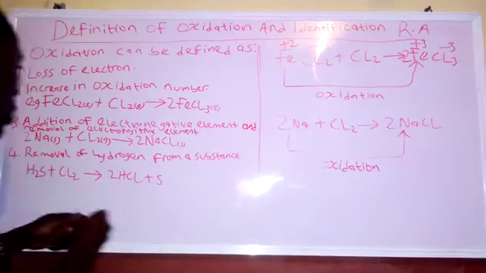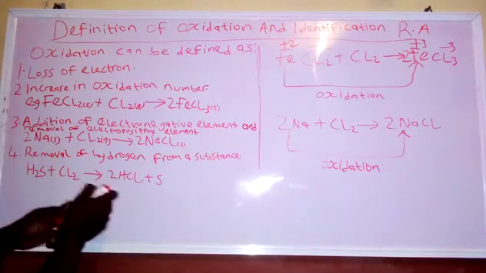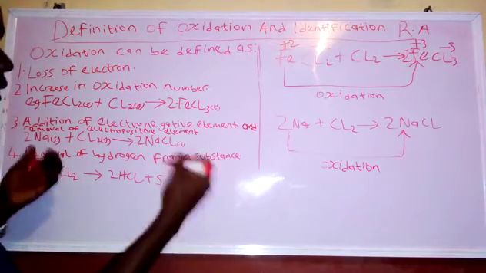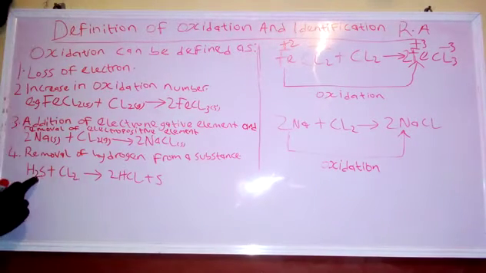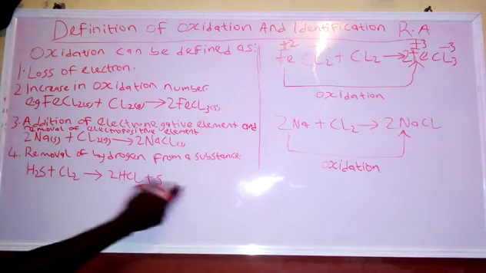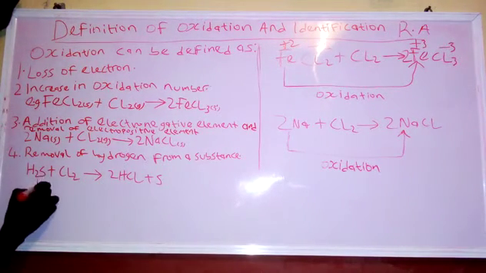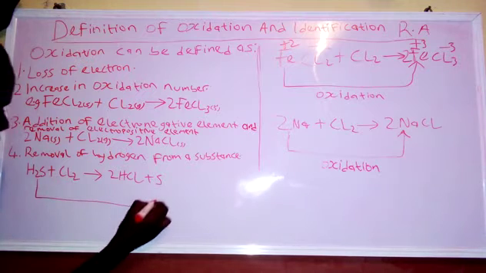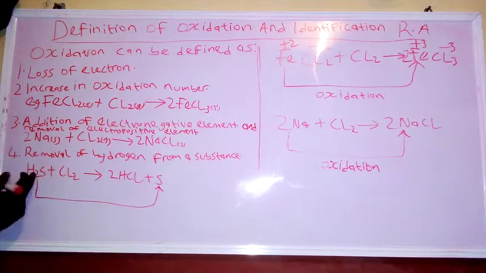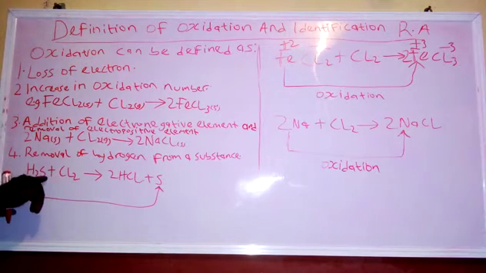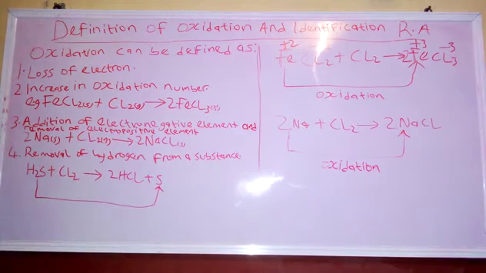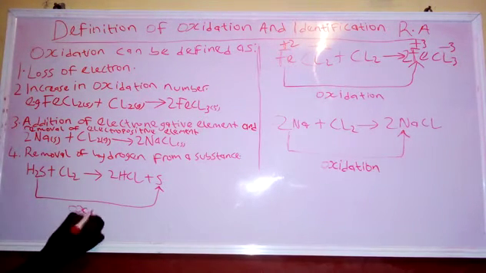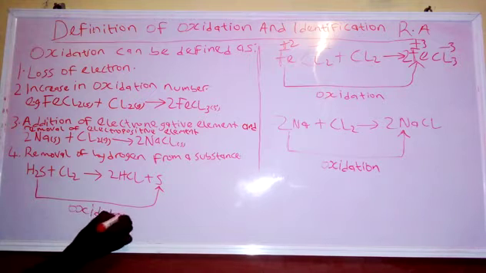The same thing goes for this: oxidation is the removal of hydrogen from a substance. Now look at this reaction, H2S plus Cl2 yields 2HCl plus S. Look here. From here, hydrogen was removed from it. It became sulfur here. So this is an example of oxidation, the removal of hydrogen from a substance. Can you see?